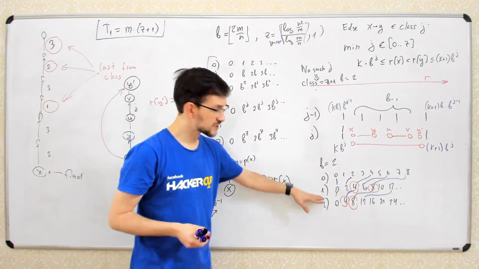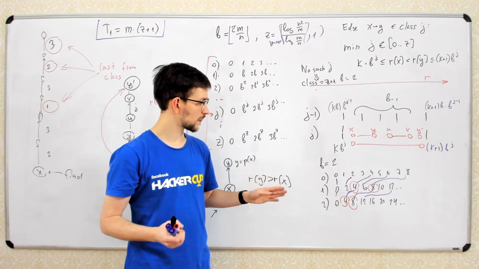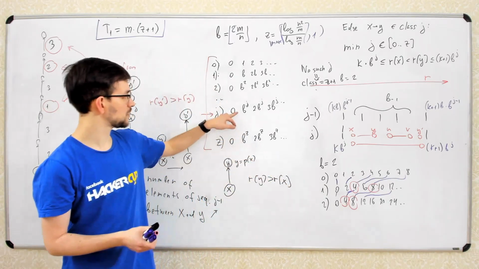Now, each sequence is a simple arithmetical progression, but the step of the progression equals b in power j.